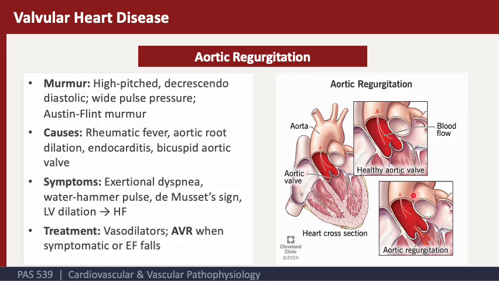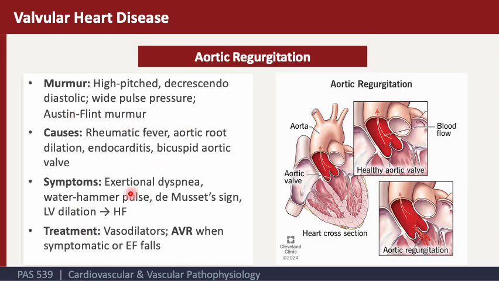Well, in aortic regurgitation, you actually see that, and some of the causes can be rheumatic fever, aortic root dilatation, endocarditis, and bicuspid aortic valve. Patients will have a murmur on exam. It's kind of high pitched, decrescendo, diastolic, so you can hear the murmur during their diastolic phase. These patients usually have a wide pulse pressure, and it's also known as the Austin Flint murmur.